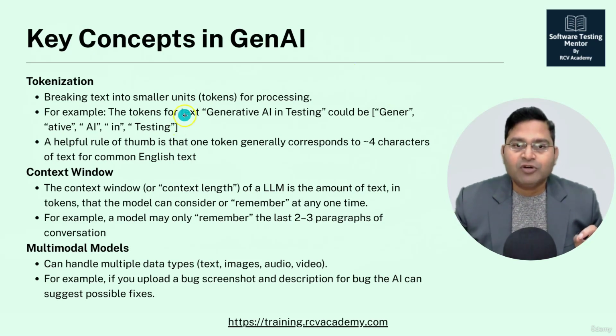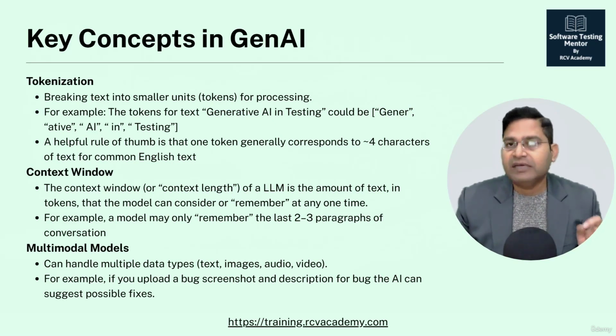For example, if we take the text "generative AI in testing", this could be broken as "generative" and then "AI in testing". It could be a single word taken as a single token, or a word can be broken into multiple parts as well. For example, "generative" is a big word, so it could be broken into 2 or 3 parts. So that's what a token is all about: breaking bigger text into smaller chunks.